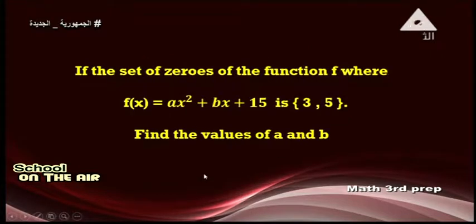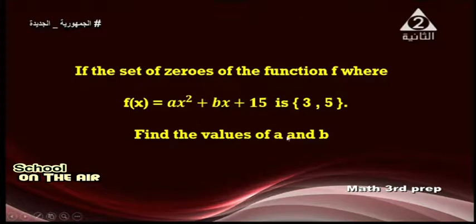Another example, if the set of zeros of the function f where f of x equals ax squared plus bx plus 15 is {3, 5}. Watch out, this is a very important point, kids. Between the two braces, these are 3 and 5. We can call them our roots. We can call them zeros. We can call them the two solutions. So they are solutions, okay. This is called the solution set, okay. Call it zeros, never mind. Call it the two roots of the equation, never mind.